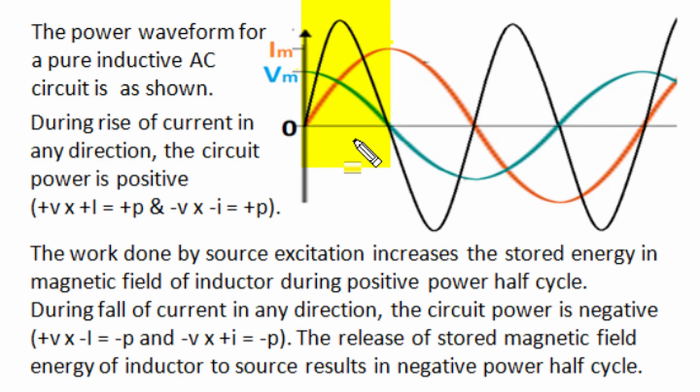In the first quarter of current, when current is increasing, the product of positive voltage and positive current is positive and power is positive. And in the third quarter, when current is increasing in the reverse direction, voltage is negative and current is negative, the product is positive and power is positive. In both these quarters, increasing current in either direction increases the magnetic field produced by the current-carrying coil, and the energy stored in that magnetic field increases, and that increase of energy comes from the positive power of the source, and the source supplies electrical energy to the inductor circuit, and the inductor stores that energy in the magnetic field.